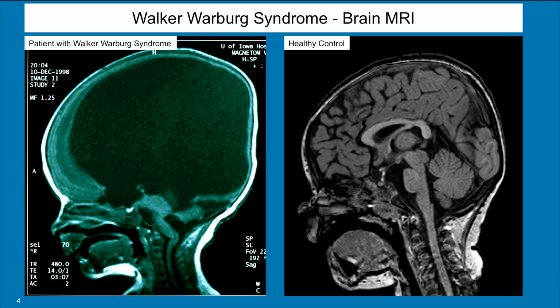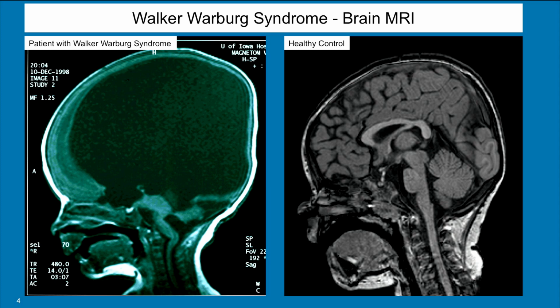So this is an MRI of a patient with Walker-Warburg syndrome, and the patient I described has a classic presentation for Walker-Warburg syndrome. So Walker-Warburg syndrome is the most severely affected form of dystroglycanopathy. So on the right is a normal MRI in a healthy control patient.